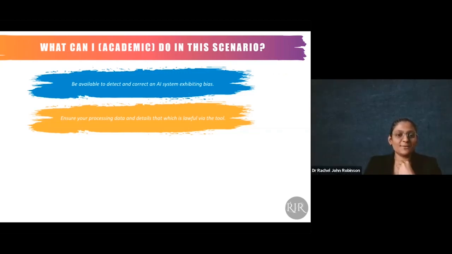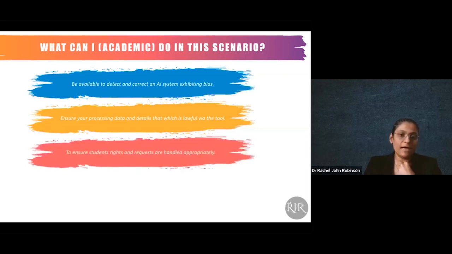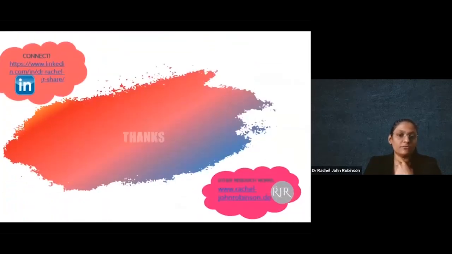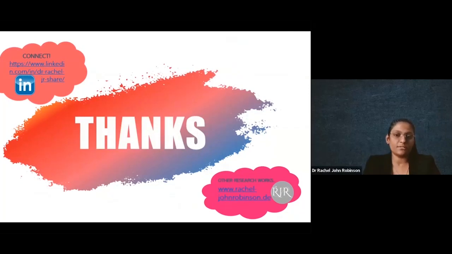I'm done. So yeah, it's about processing details which are lawful, and ensuring that student rights are handled properly according to this tool. And last but not the least, the data minimization principle, where you are trying to key in data which is relevant and necessary only, so that the machine is not overfed with details and trying to project unnecessary results at the end. So with this, I think we are foolproof enough to play around with these kinds of tools going forward, and making us more, I would say, tech-ready for engaging in active learning.